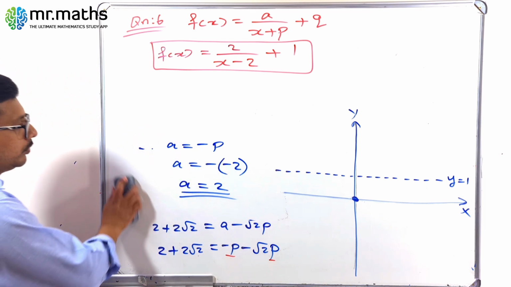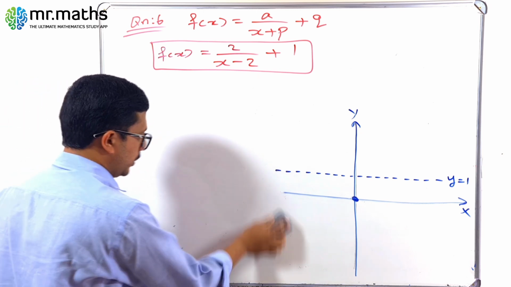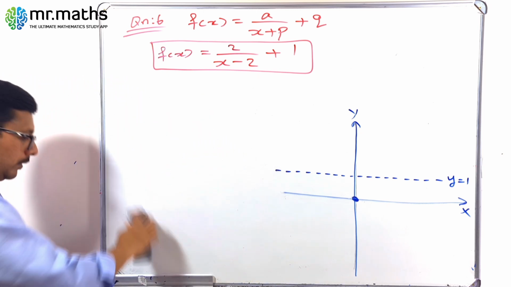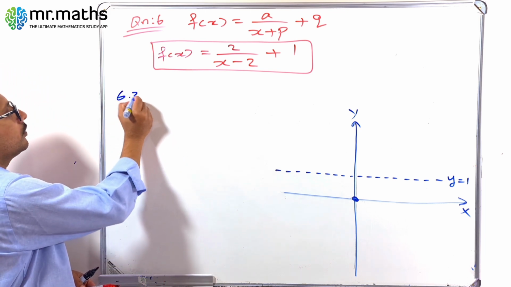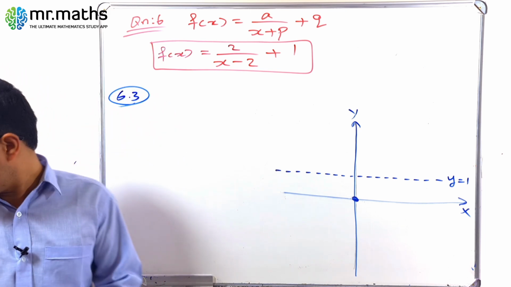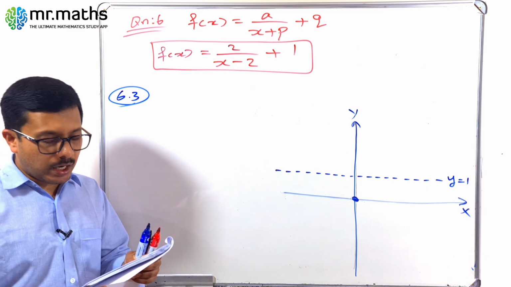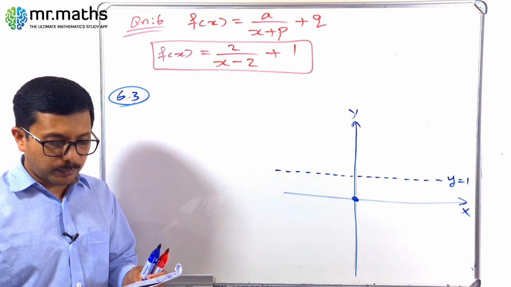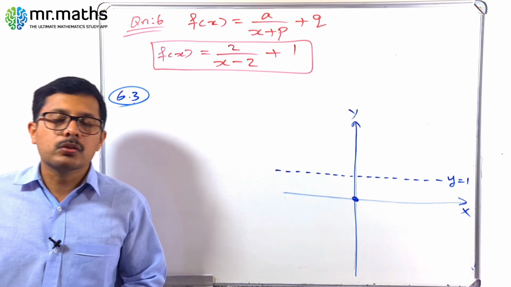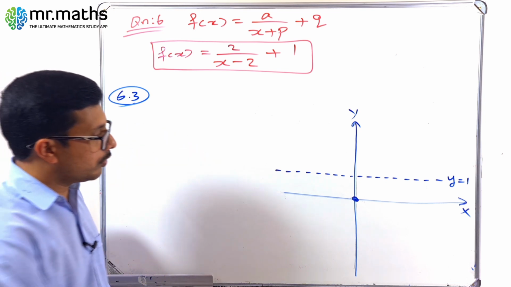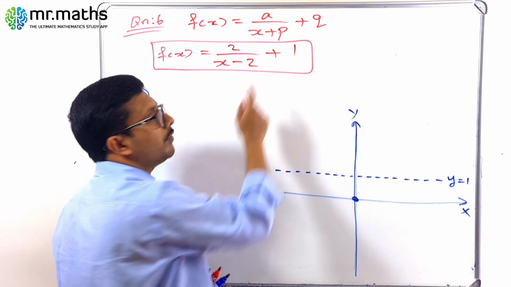Now we have to do question number 6.3. What is that question? Sketch a neat graph of this function. Your graph must include the asymptotes if any. So you have to draw the graph. We already drew the horizontal asymptote, y is equal to 1. This q value we got as 1.